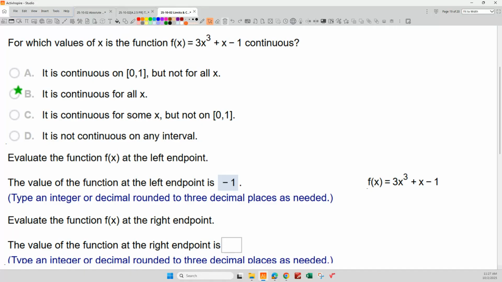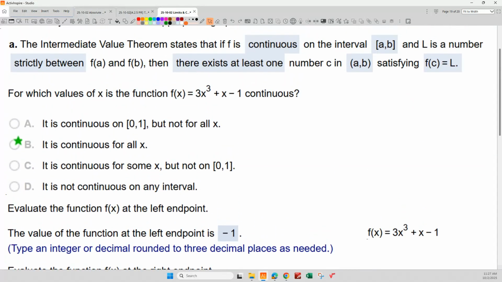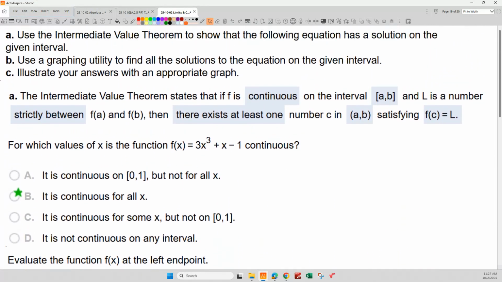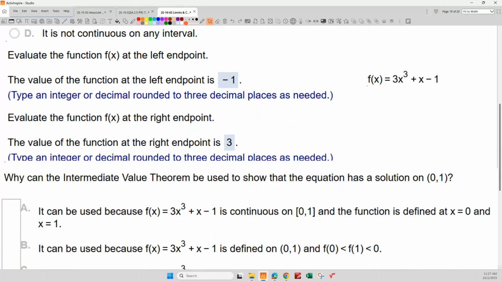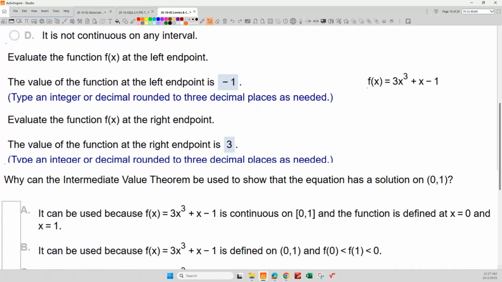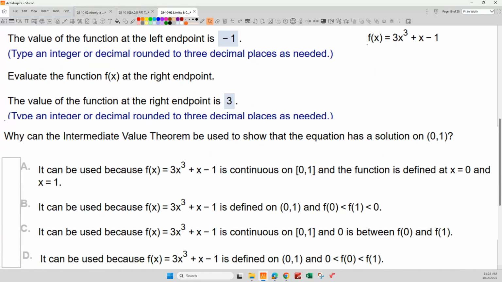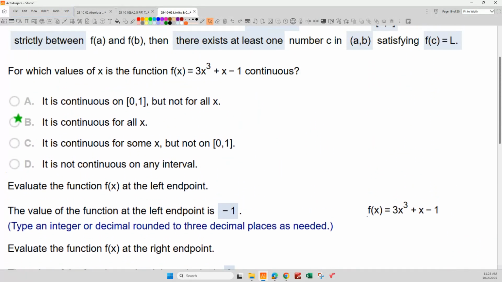Three. f of 1 is just 3, isn't it? Okay. So, what are we trying to state here? We're trying to determine, can the intermediate value theorem be used to show that the equation, where's that equation again? Where did they give us the equation? They just gave us the function, right? Okay.